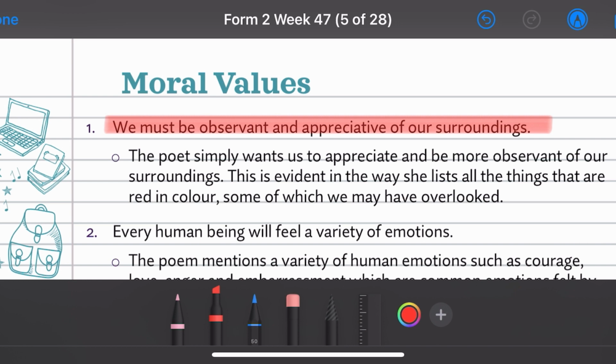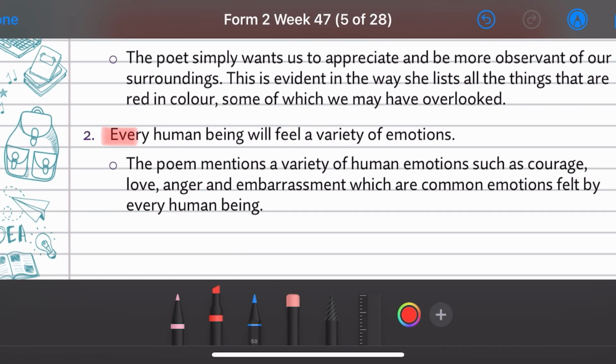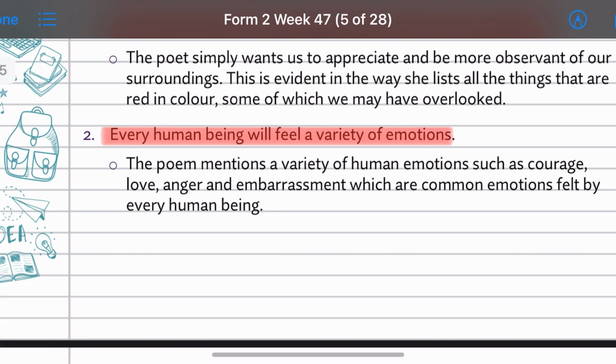Number 2, every human being will feel a variety of emotions. Every human will feel many kinds of emotions, right? Now, in this poem the various human emotions are shown, which we have mentioned many times: courage, love, anger and embarrassment. Those are what we feel. Do you see how a colour can change our whole view? We think of it as a simple thing, but now look at how a poet put it into words and descriptions and made us think deeper than just on the surface.